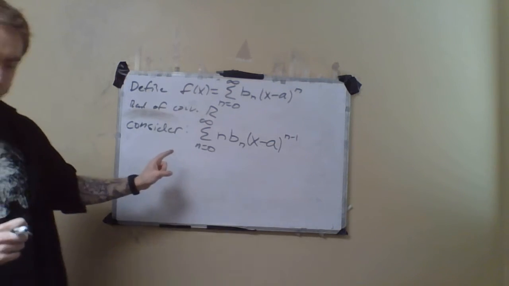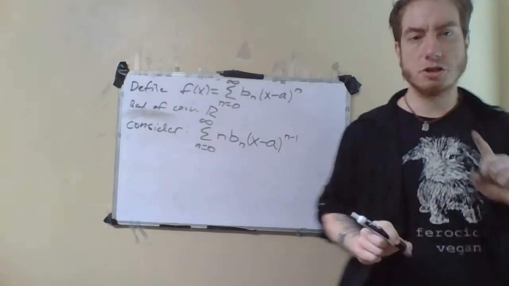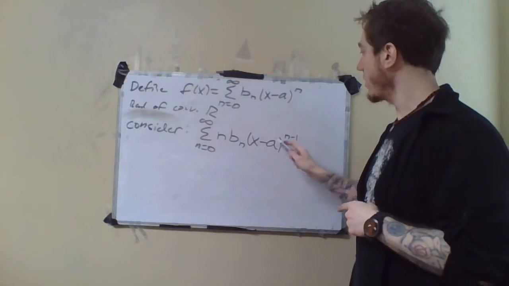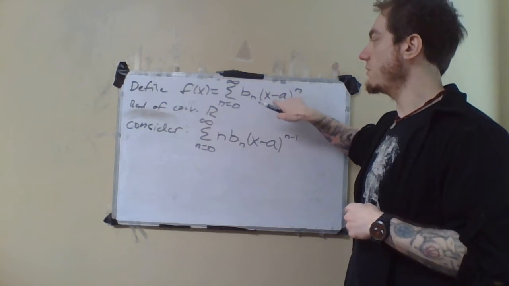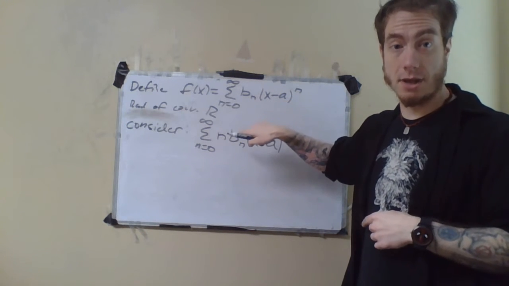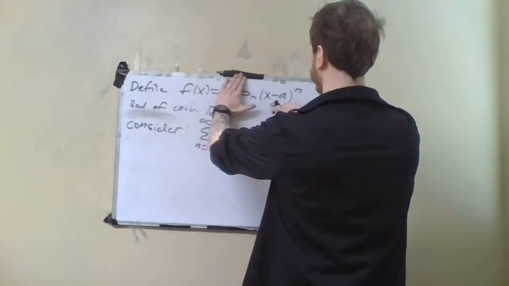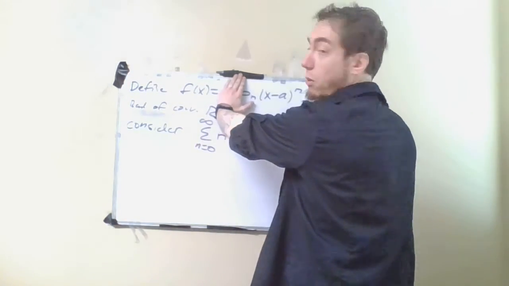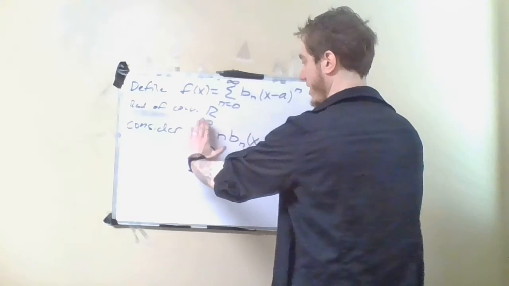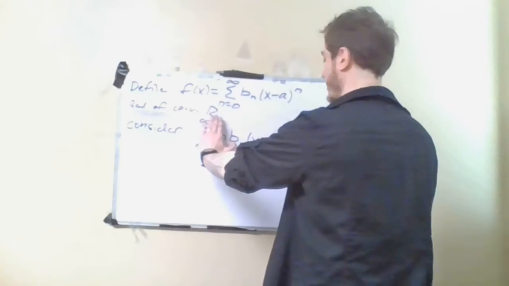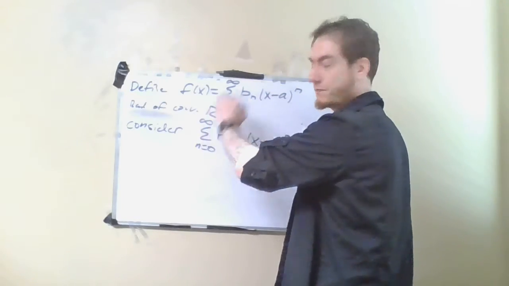This looks like a derivative of this, because literally what I'm doing here is I'm writing down the derivative of each term and I'm taking the sum. So, if you just looked at bn times x minus a to the n, what would the derivative of that be? Well, it would be n times b sub n x minus a to the n minus 1.